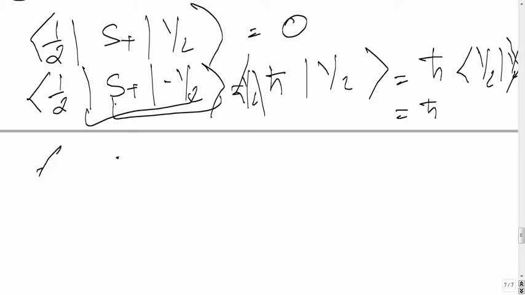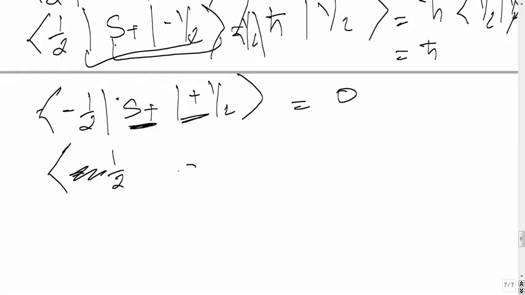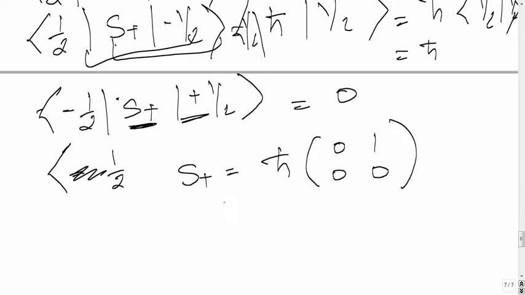So next would be minus half, S plus, plus half. Again, S plus would kill this plus half state, and this element will go to 0. And so the matrix representation of this would be 0 1, 0 0. And again this matrix has a special notation, that is sigma plus.